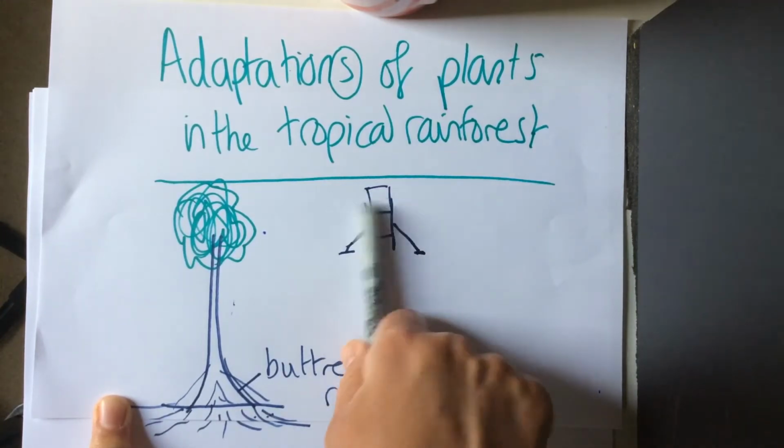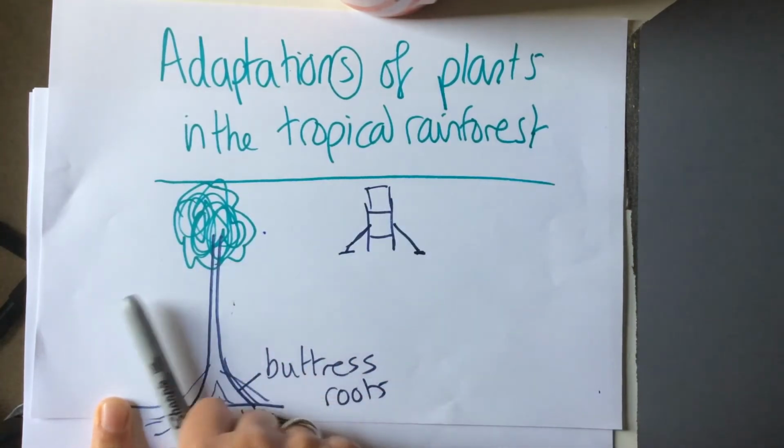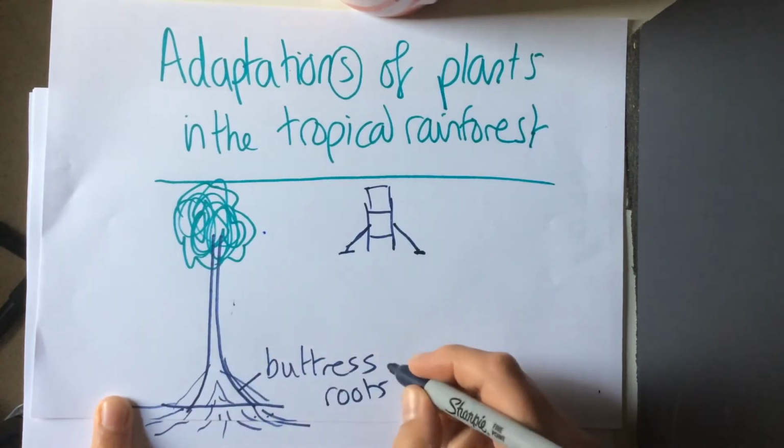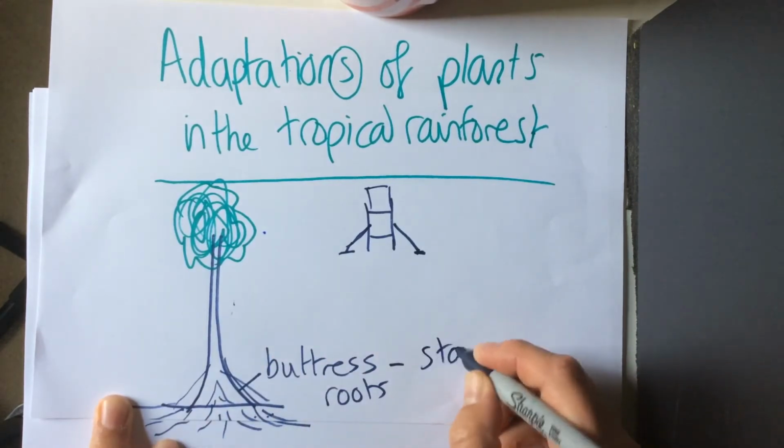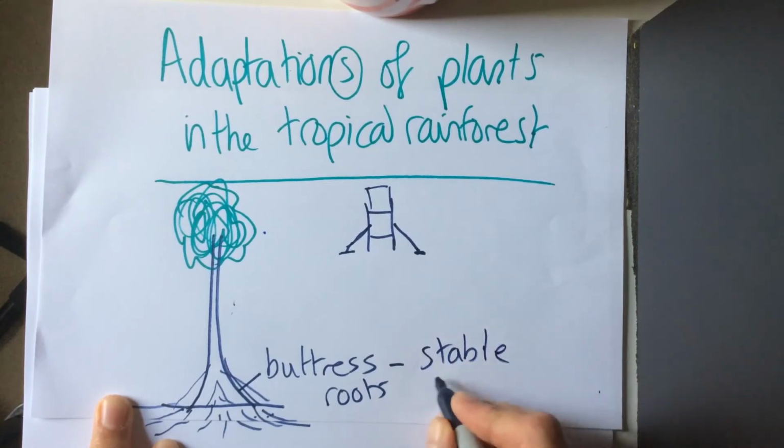That means that the scaffold tower won't fall over. And it's just the same with the tree. The buttress roots create stability. They make the tree very stable, and it's less likely to fall over.